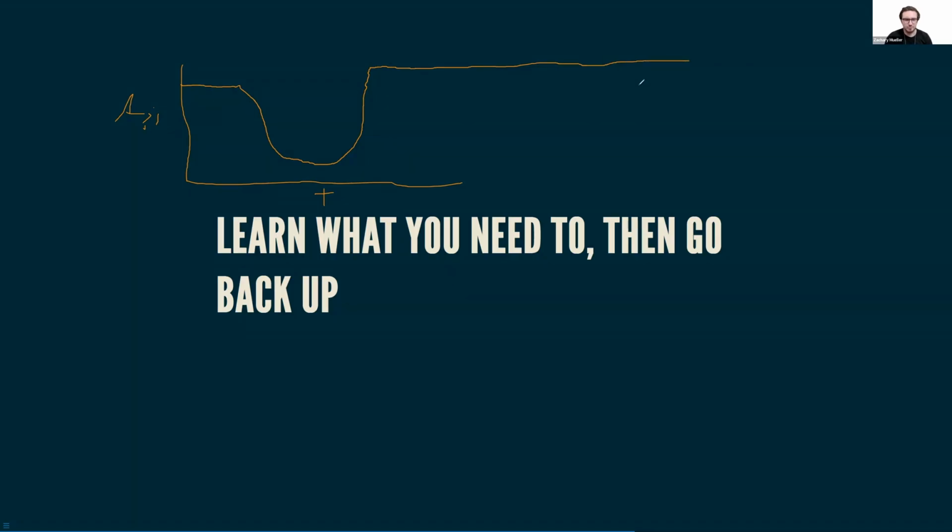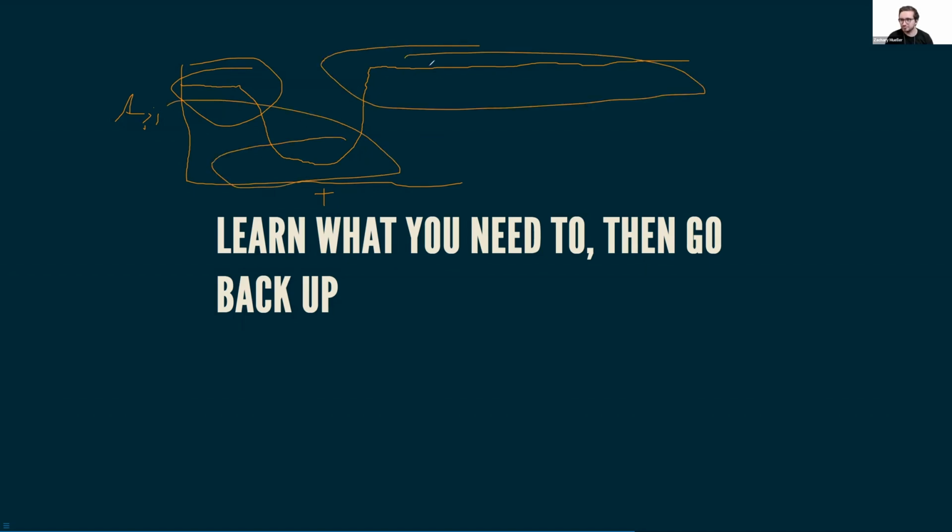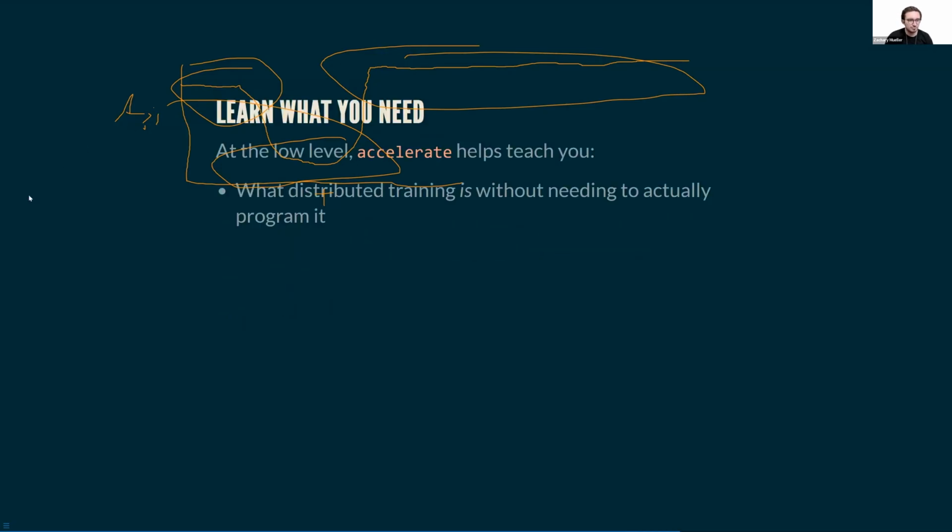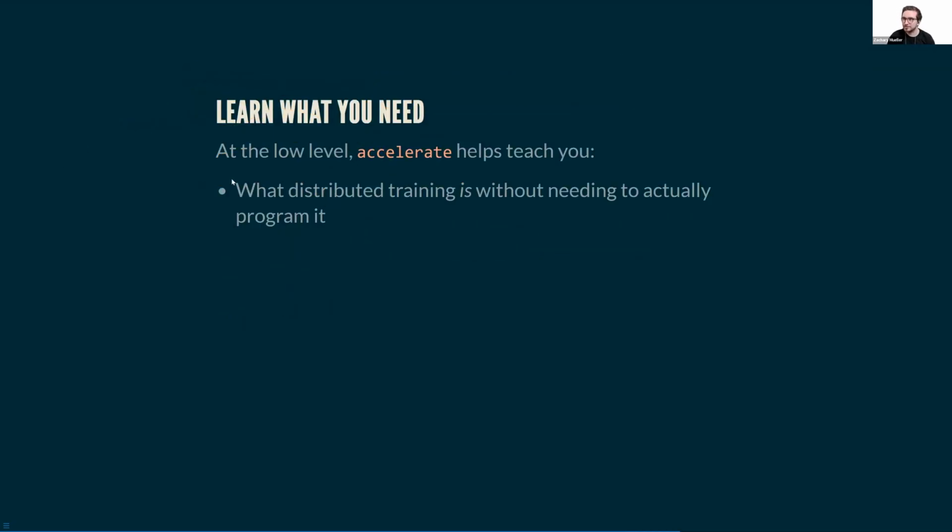Well, that doesn't make any sense. You just talked for an hour on Monday about why this is bad and why this is good. Why is this better? Well, the answer, my friends, is because you learn what you need. At the lowest level, right, Accelerate is a teaching vector.